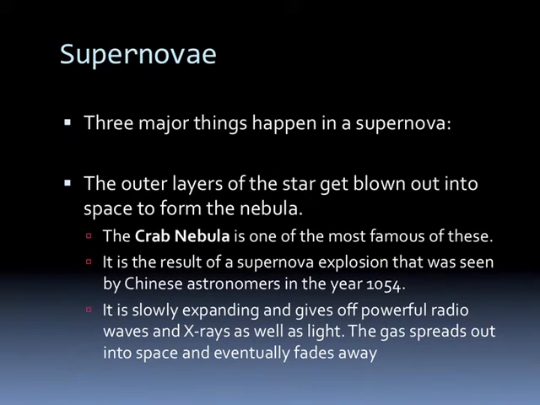Now, 3 major things happen in a supernova. The outer layers of a star get blown out into space to form a nebula. The Crab Nebula is one of the most famous of these. It's a result of a supernova explosion that was seen by Chinese astronomers in the year 1054. It's a slowly expanding nova, and it gives off powerful radio waves and X-rays as well. The gas spreads out into space and eventually fades away.